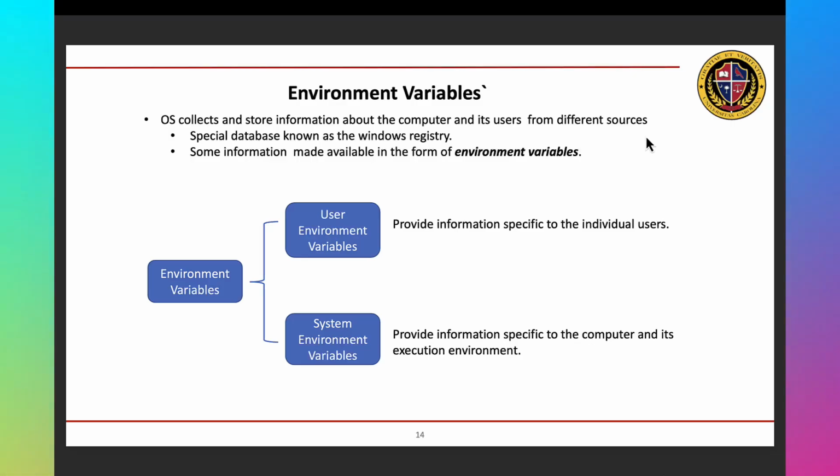As you use your computer to perform different tasks, the operating system stores a lot of data about the tasks you are executing and even the users using the system. This information is stored in a special database known as the Windows Registry. The operating system gives you access to the data stored in the registry through the environment variables. Environment variables are of two types: user environment variables and system environment variables. The user environment variables are the data stored about individual users of the system, while the system variables provide us information specific to the computer and its execution environment.